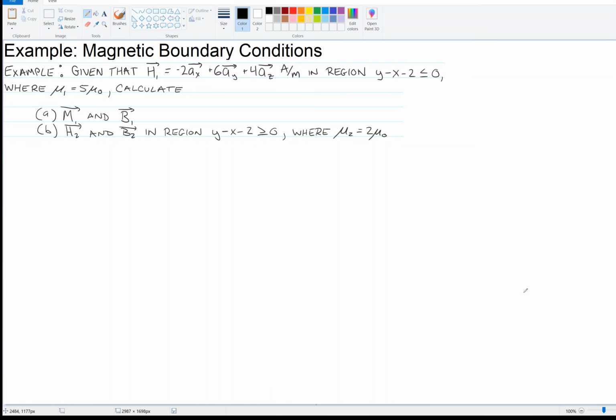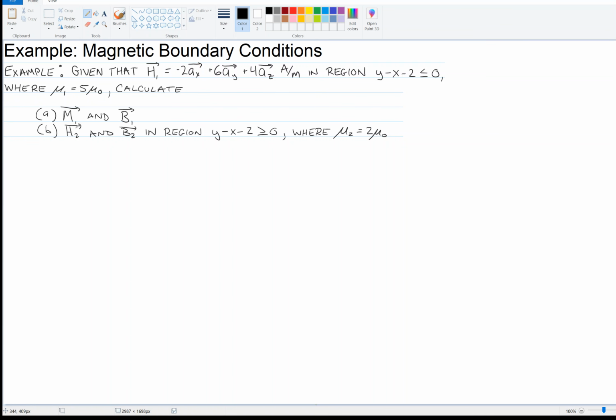Hey, welcome back. So we have an example here of magnetic boundary conditions, and we've also been talking about magnetization. So this example is going to pull magnetization in with the magnetic boundary conditions. All right, so given that H, the magnetic field intensity, is this thing here, so it's got an X, Y, and Z component in a region that's defined by this thing, where the permeability of region 1 is 5 times mu 0. Calculate the magnetization in region 1 and the flux density in region 1.